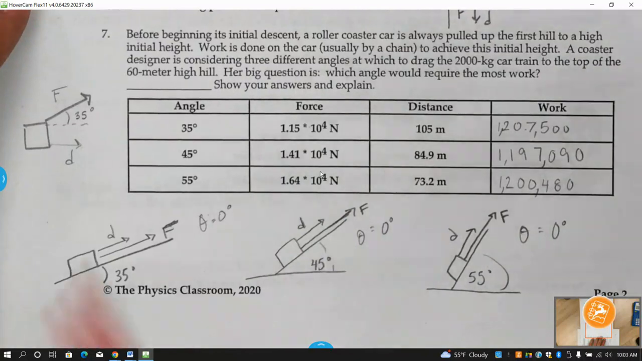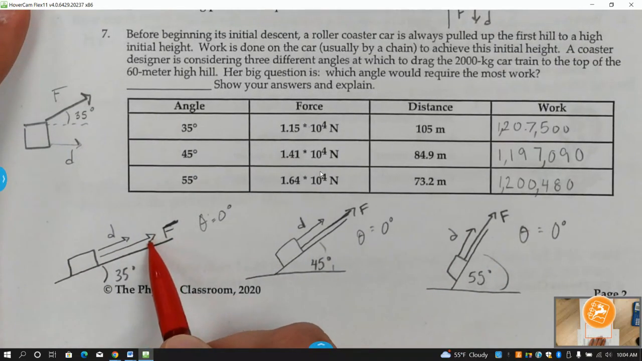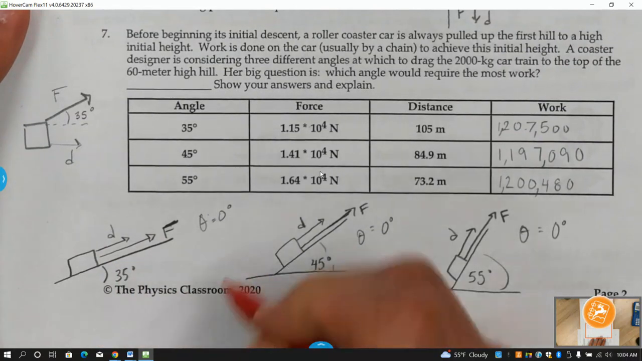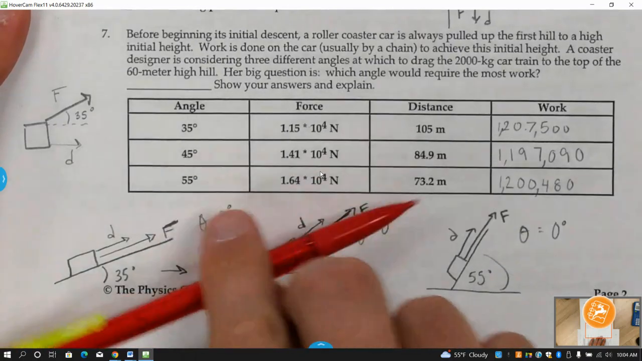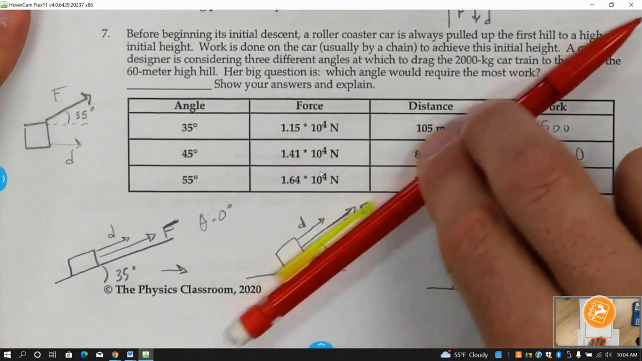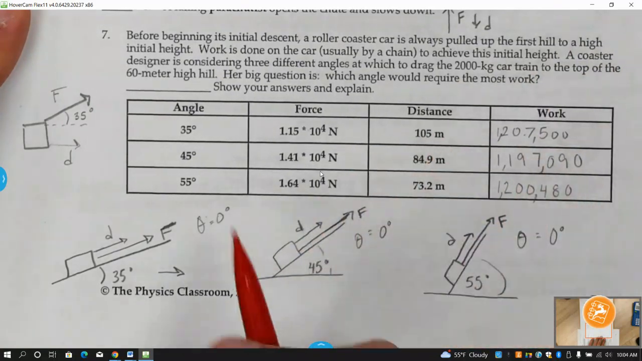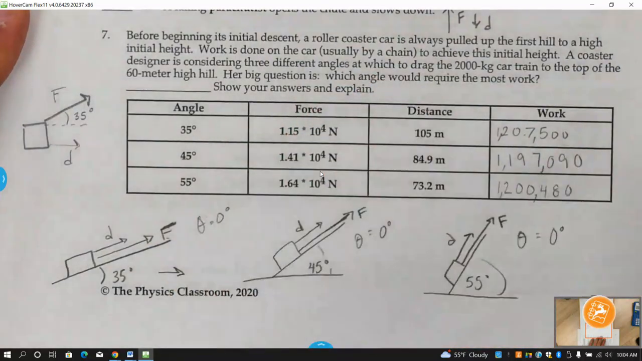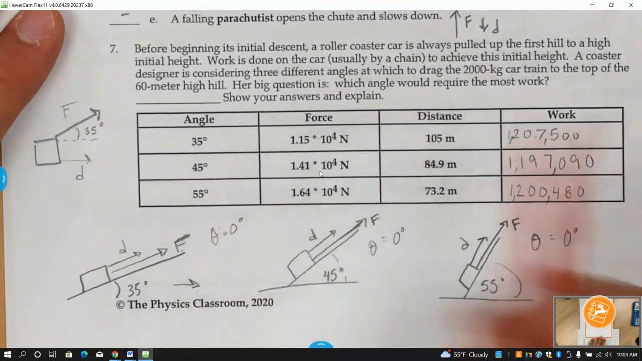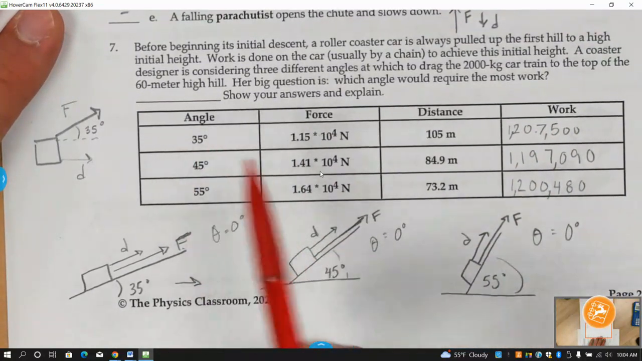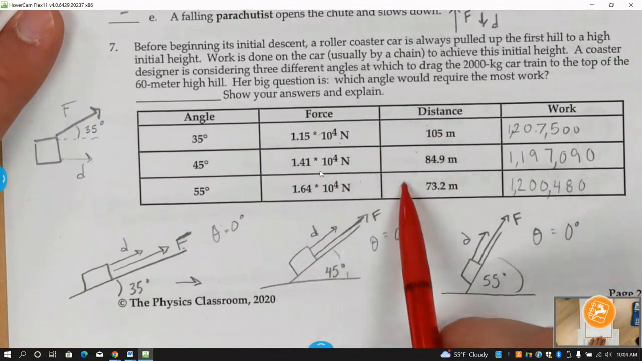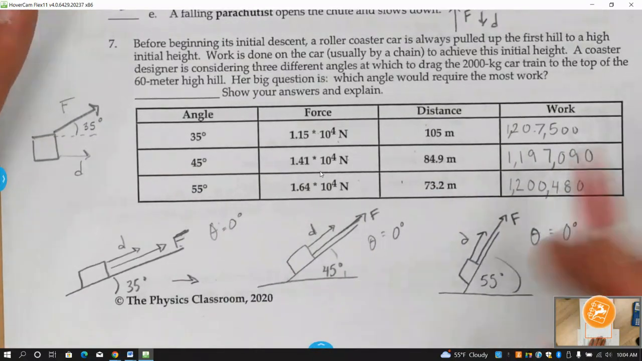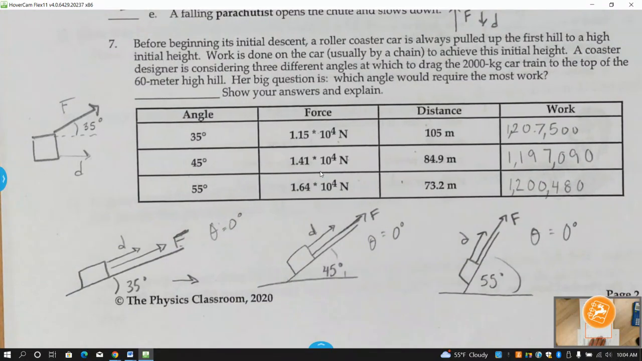But on the roller coaster, no matter what, even if it's at 35, 45, 55, the force from the chain on the roller coaster cart is going to drag it on the track. It's not causing it to go completely horizontal. It's following the track. And since it's following the track, the angle between force and distance is zero for all of them. So when you do this calculation, we're basically pretending like the cosines aren't there. It would just be force times distance, force times distance, force times distance, because cosine of zero is equal to one. And these come out to be very, very similar. So basically our answer would just be pretty much the same. Everything works out pretty much the same.